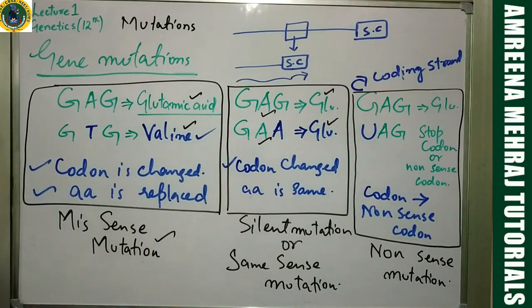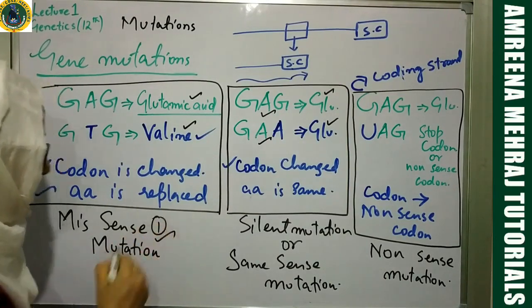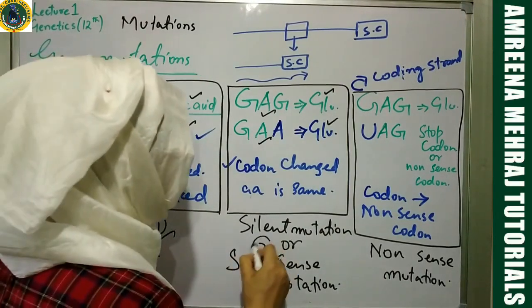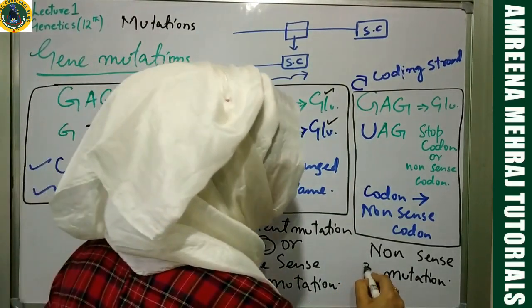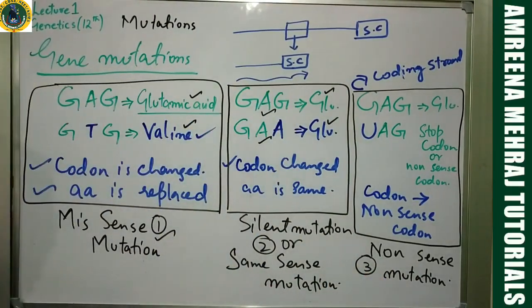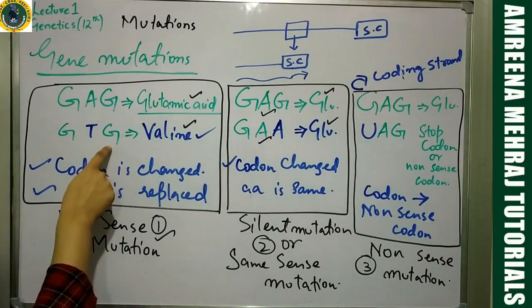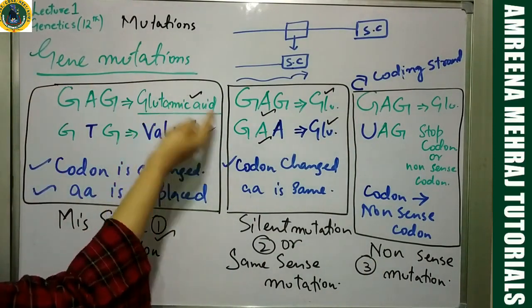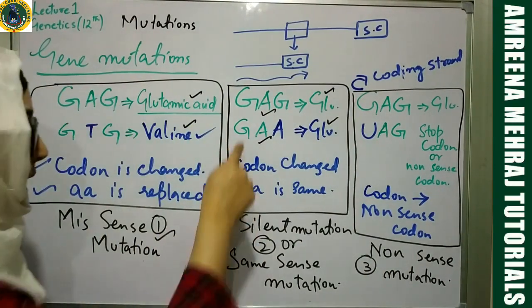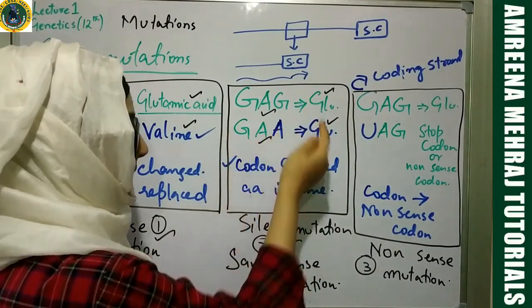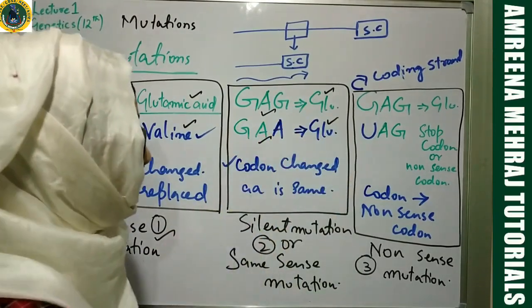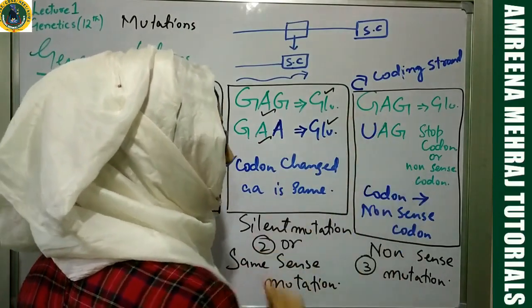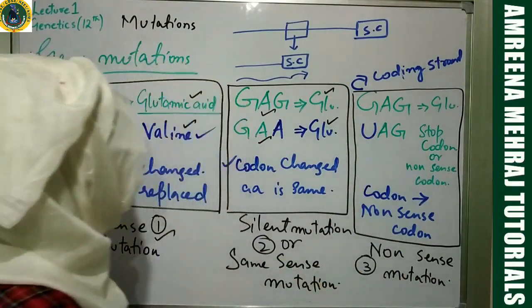So you have three more types of mutations. Number one, missense mutation. Number two, same sense mutation. Number three, nonsense mutation. Very easy. One codon replaced by another codon, and at the same time one amino acid replaced by another amino acid. One codon changed by another codon, but the amino acid remains the same, the degeneracy concept. One codon replaced by a stop codon, making a nonsense mutation.